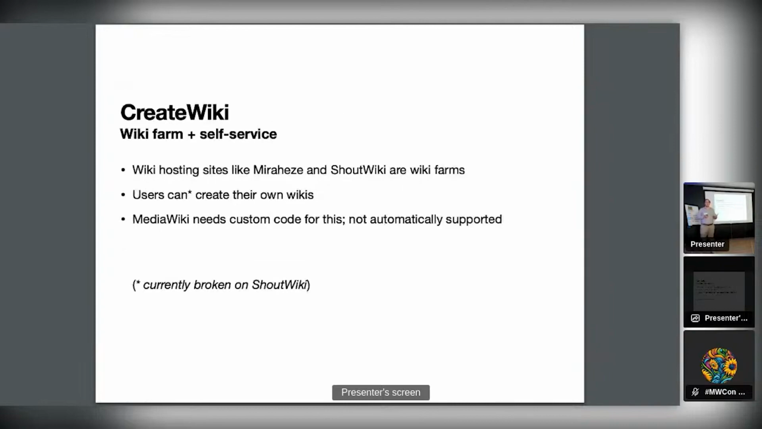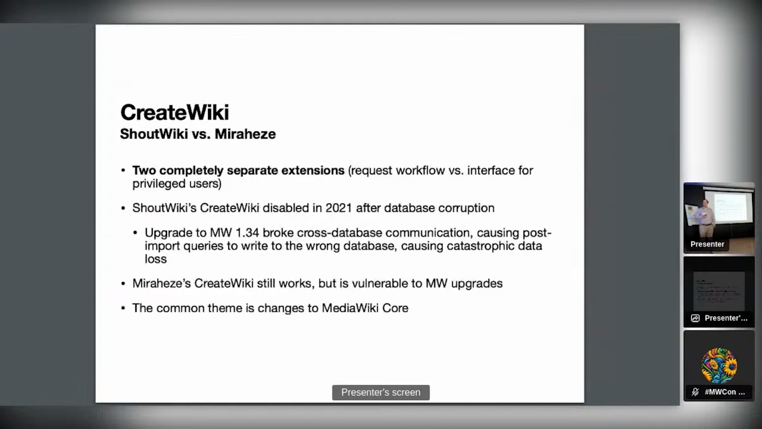And CreateWiki. If you have a wiki farm, but you want self-service, you want users to be able to create their own wikis, generally, wiki hosting services can at least request it. The way they facilitate this is by an extension called CreateWiki, or really I should say two separate extensions, both named CreateWiki. One deployed on Miraheze, which is not working, and another deployed on Wikimedia, which is working.